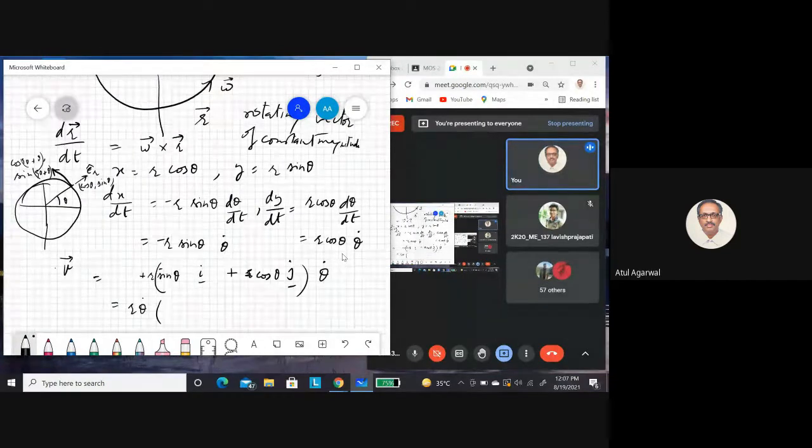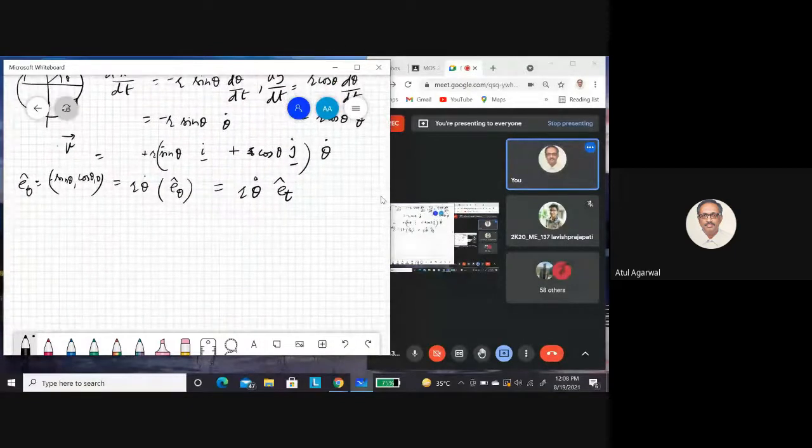Unit vector in the radial direction. This is my e theta direction. So what is my e theta? Cos of 90 plus theta is minus sin theta. Sin of 90 plus theta is cos theta. This is my e theta, minus sin theta i plus cos theta j. So this is nothing but your e t also in this case. This is the way your particle is moving. This is your trajectory. e theta is just the tangent vector to the circle at this point. So you got the velocity of the particle, r theta dot e t.